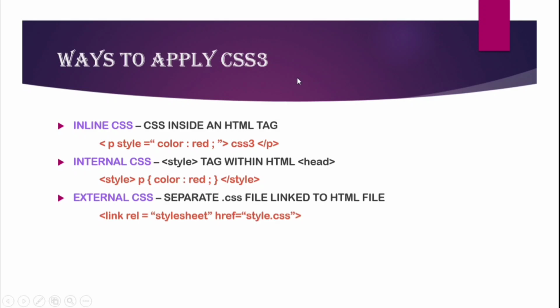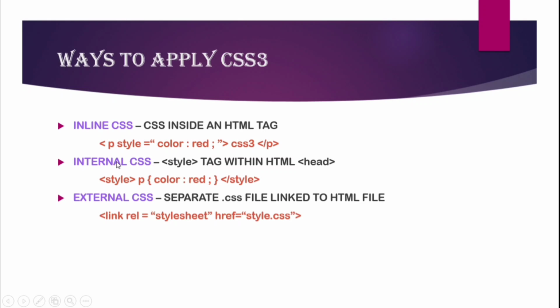Then we can see the different ways to apply CSS. How we can apply CSS to our HTML page in different ways. First one is inline CSS. So what is this inline CSS? CSS inside an HTML tag is nothing but inline CSS. P is the paragraph tag, right? For the paragraph tag, I'm directly applying the style here. So I'm adding style equal to, and I'm changing color equal to red. This is nothing but the inline style that we add directly to any particular HTML element. Then we have internal CSS.